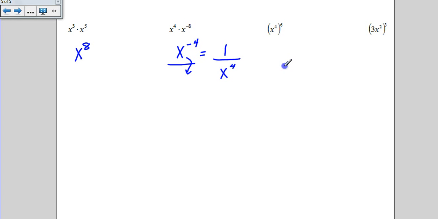Okay. The next example, power on top of a power, we're supposed to multiply those, so it's x to the 24th. And then the last example, we're going to start with 3 to the 3rd, x to the 6th. And the only thing I'd like you to change there, instead of saying 3 to the 3rd, that's really a 27 x to the 6th. And that concludes the review on exponents.